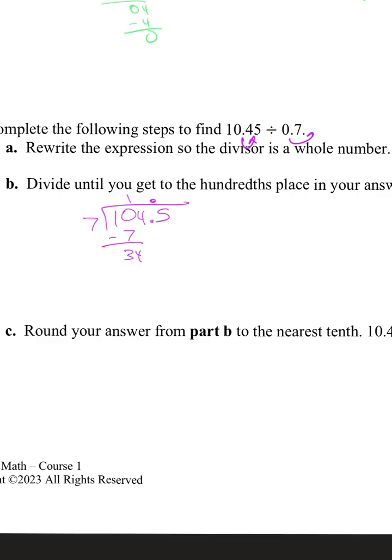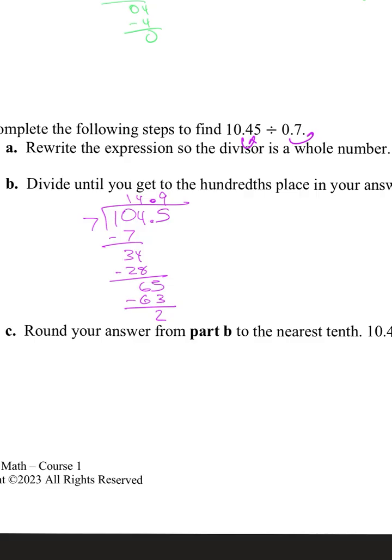Bring down the 4. 7 will go into 34 4 times without going over. 4 times 7 is 28. Subtract those, I get 6. Bring down the 5. Let's see. 7 will go into 65, 7, 8, 9 times. 9 times 7 is 63. Subtract those, I get 2.